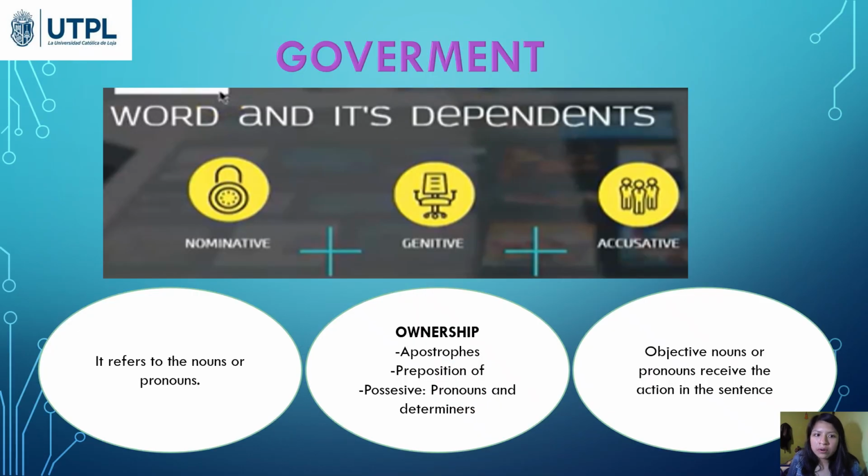Here we have government, word and its dependent: nominative, genitive, and accusative. The first one, nominative, refers to the nouns or pronouns. Genitive: ownership, apostrophe, preposition of, or possessive pronouns and determiners. Objective: nouns or pronouns receive the action in the sentence.